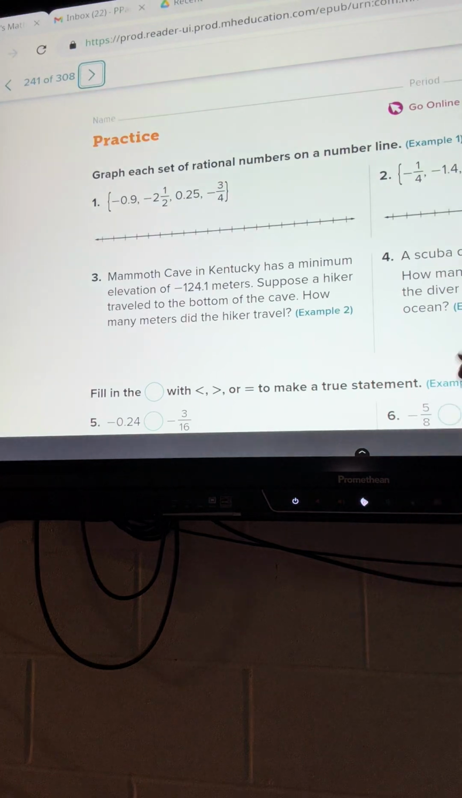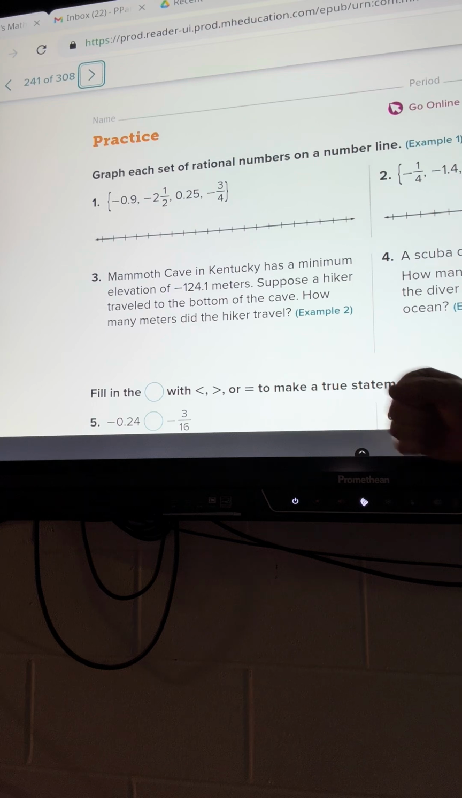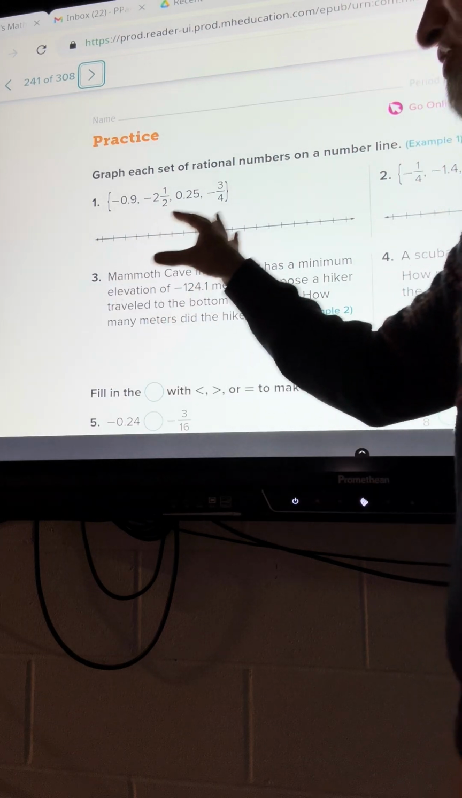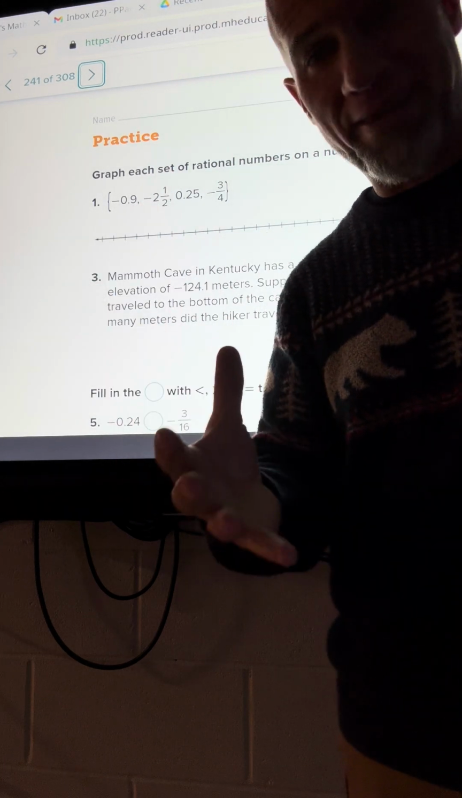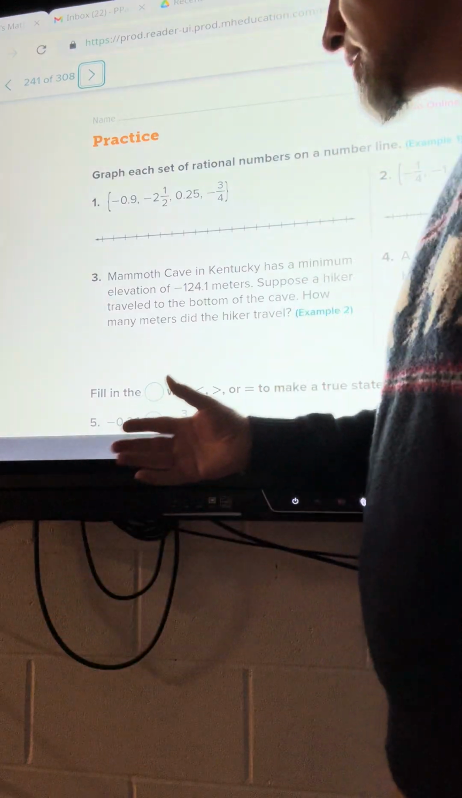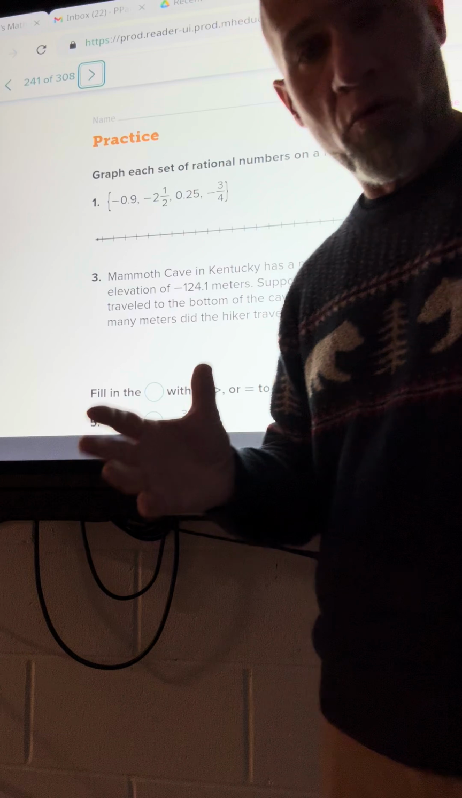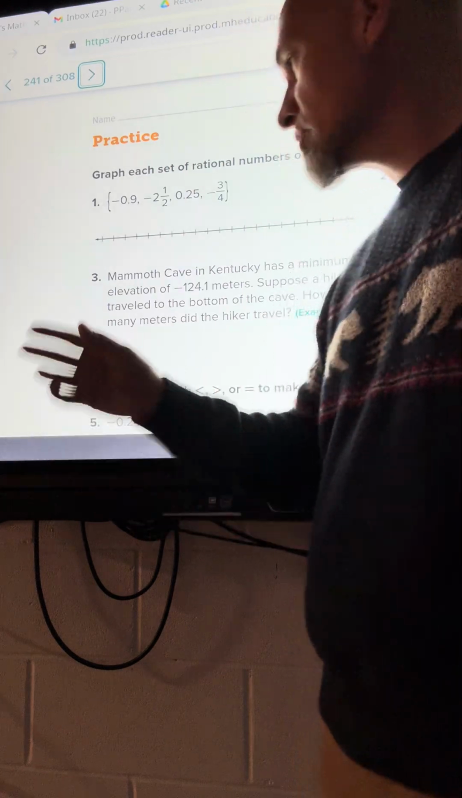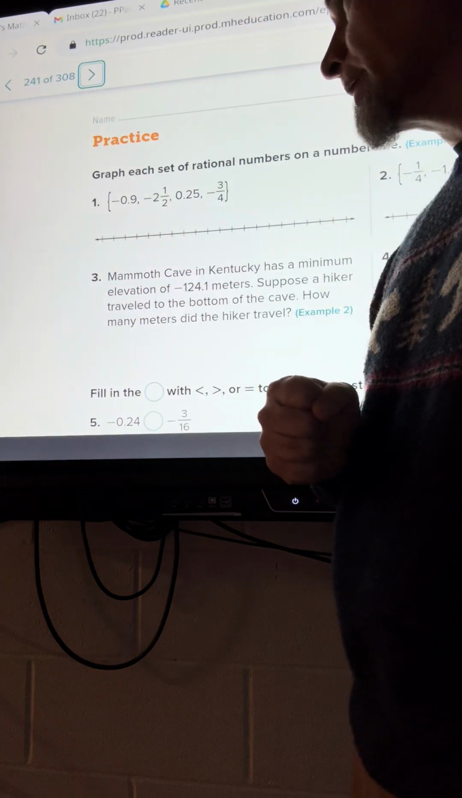Practice problems numbers 1 through 10 on page 223. First one, graph each set of rational numbers on a number line. Again, as I said in class, I'm not as worried about you getting everything exactly on that number line as I am about you ordering them from least to greatest. So we're going to worry more about ordering from least to greatest than we are about figuring out the increments on this number line here.